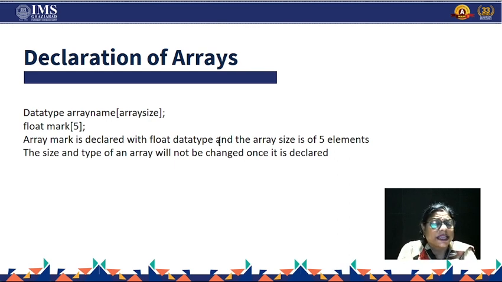How can arrays be declared? Arrays can be declared by using the syntax: data type, array name and array size. Data type means float, int or char. Array name can be user defined, mark in our case, and the size is again user defined, depending on the need of the application. In my case, it is 5. Now, array mark is declared with a float type and a size of 5 elements. That means the size and the type of the array will not change once it is declared, and I can store 5 element values that will be of float type. So this is the way we can declare arrays.